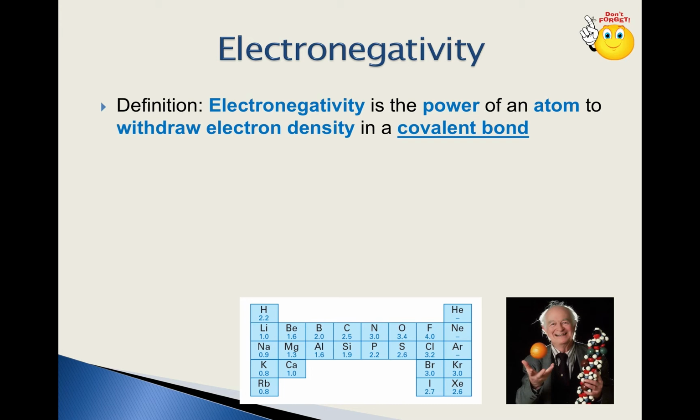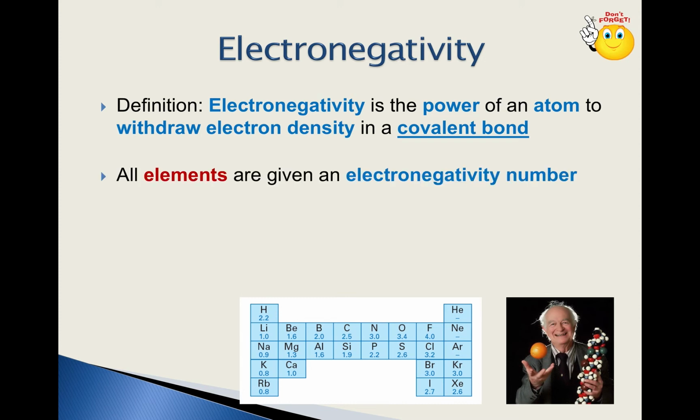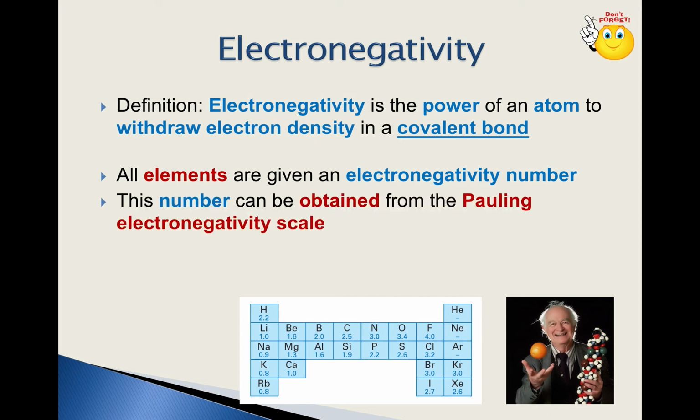So electronegativity is the power of an atom to withdraw electron density in a covalent bond. And all elements are given an electronegativity number. And this number can be obtained from the Pauling electronegativity scale. And that's the person who came up with this idea of electronegativity. And I've got a small section of the periodic table, and we can see that on that section we've got some numbers.